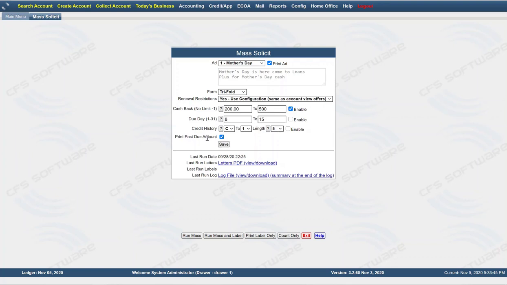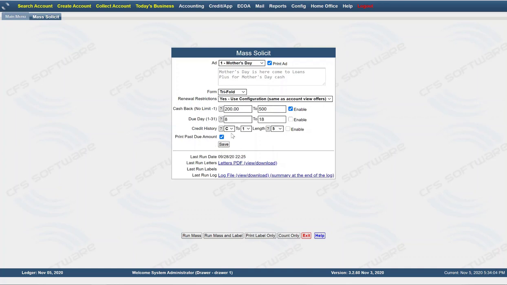And say if their payment is due between the 8th of the month, which is the 5th now, and the 18th of the month, we want to solicit them if they're going to get cash back, say, between 200 and 500 to come in and renew their loan.